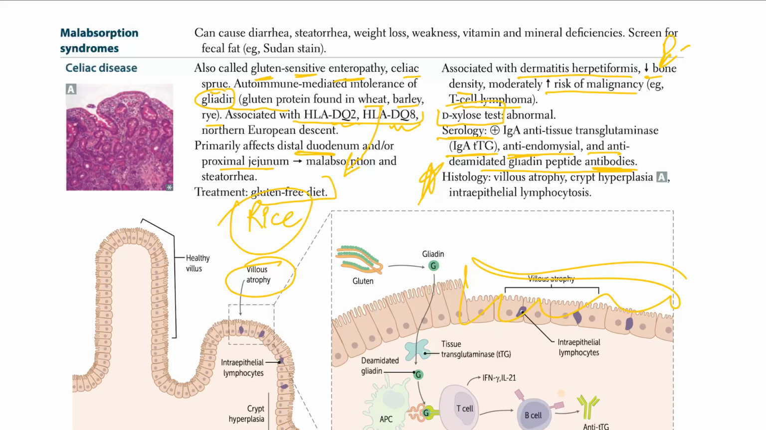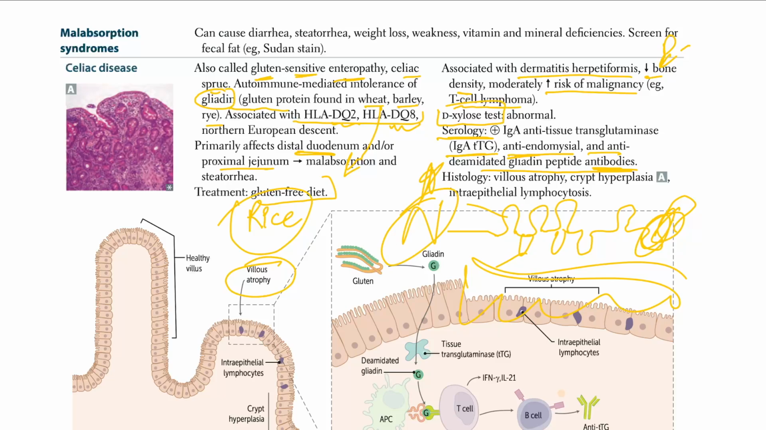Let me just draw here. Normally you have the villi, this guy is the villi, and you have the crypts. Villi, crypts. Forget this thing. Okay, so normal is always this. You have the villi and the crypts. That's normal. But here, what's going to happen?